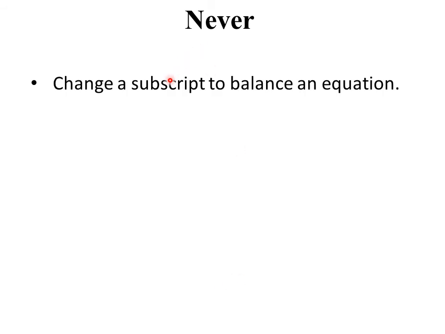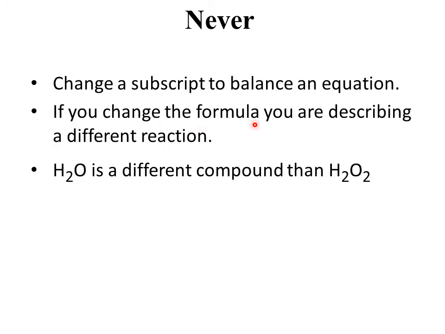Okay? Things that you should never do. You never change a subscript to balance an equation. Why not? If you change the subscript, you're changing the formula. So you're describing a different reaction. For example, H2O. H2O is water. That is not the same thing as H2O2. So if you needed an extra oxygen, you wouldn't just stick a 2 on here behind. This is hydrogen peroxide. This is that stuff that bubbles when you clean your wounds with it. Not the same thing as water. This, you would die if you drank. This is absolutely perfectly fine to drink.